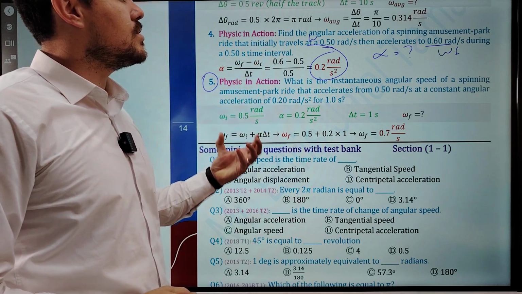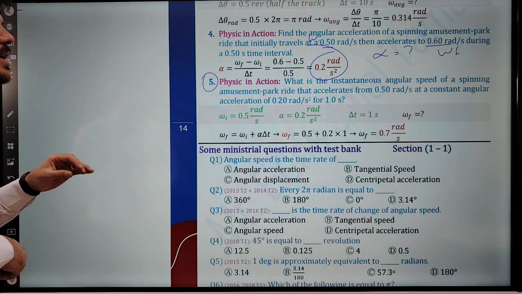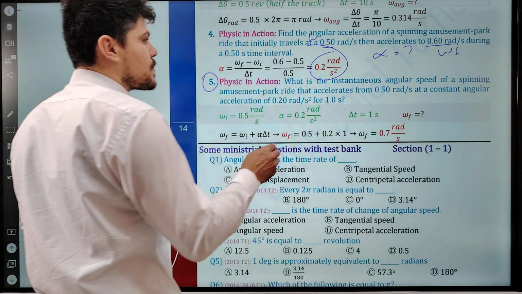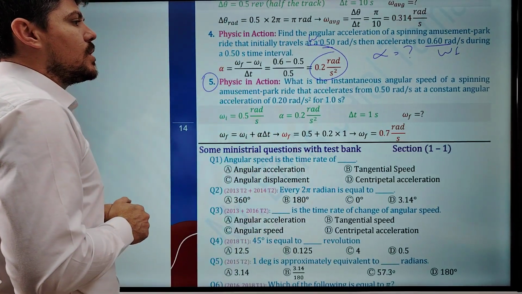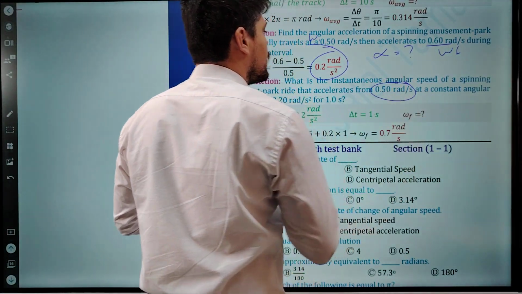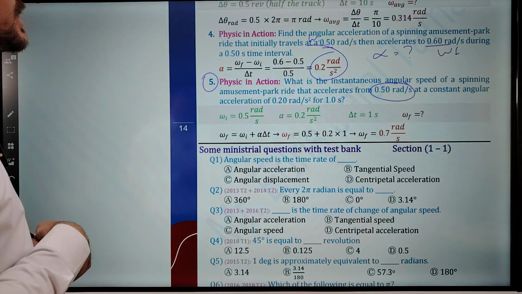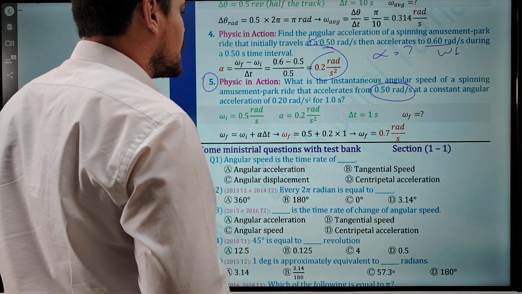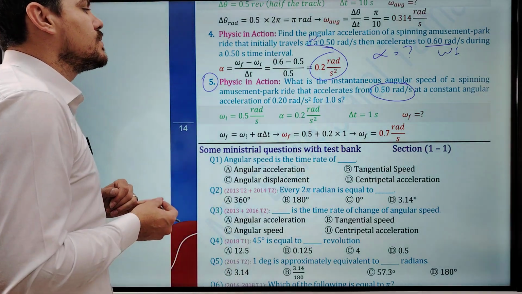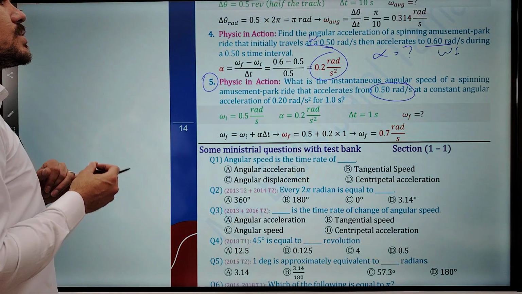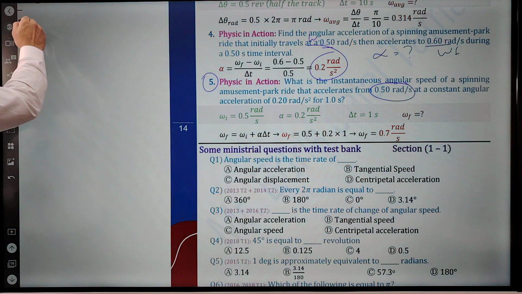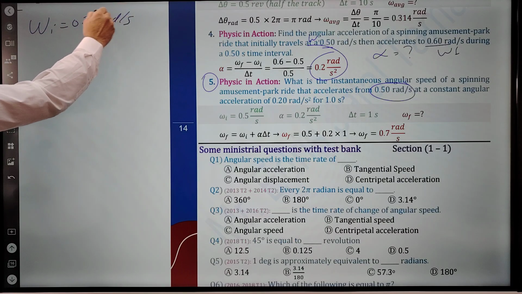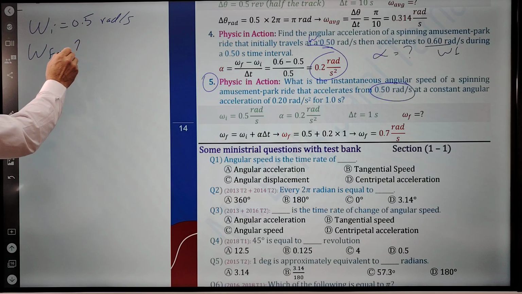What is the instantaneous angular speed of a spinning amusement park ride that accelerates from 0.5 rad per second at a constant angular acceleration of 0.2 rad per second squared for 1 second? That accelerates from 0.5, which means that omega initial is 0.5 rad per second and omega final is unknown.